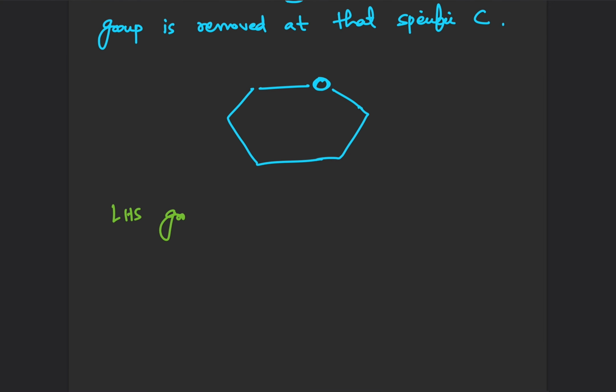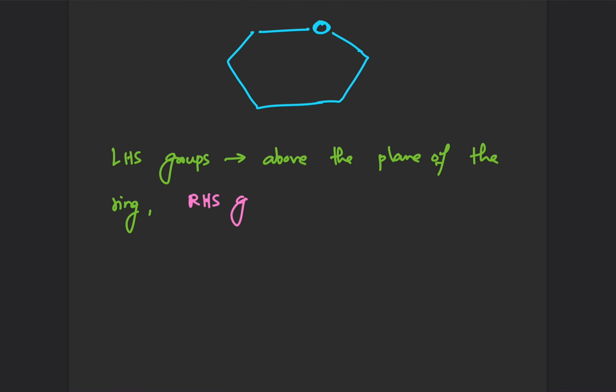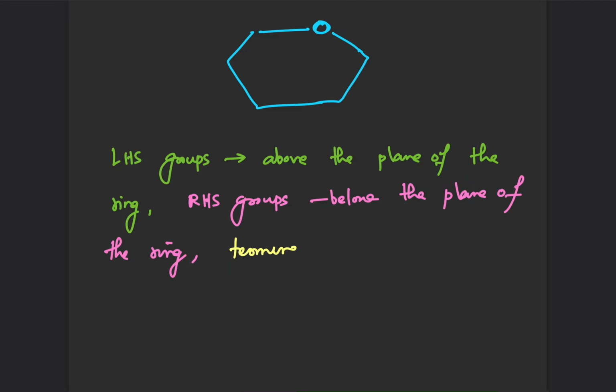LHS groups above the plane of the ring, RHS groups below the plane of the ring, and terminal CH2OH above the plane of the ring.